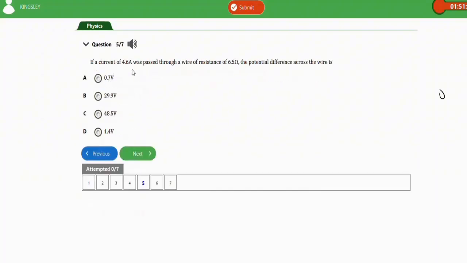It says if a current of this value was passed through a wire of resistance of this value, the potential difference across the wire is what? So we're going to use Ohm's law to solve this particular question. So we know Ohm's law, V equals I R. We have V, the voltage or potential difference, I is the current and R is the resistance. So in this question we are looking for the potential difference across the wire, so V will be our current, 4.6, times our resistance, 6.5.